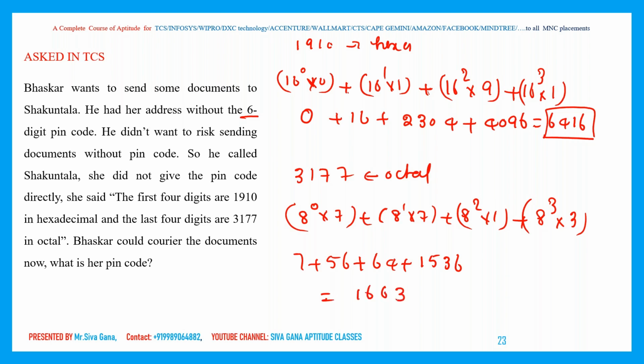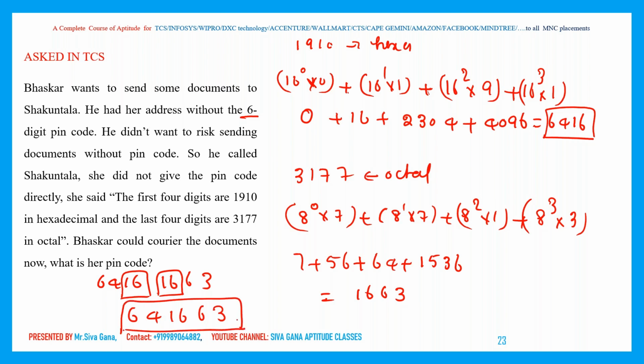The first 4 digits are 6416 and the last 4 digits are 1663. Just observe the repeated 1616. So the pin code is 641663, a 6 digit pin code. This was asked in a TCS question 2 years back.